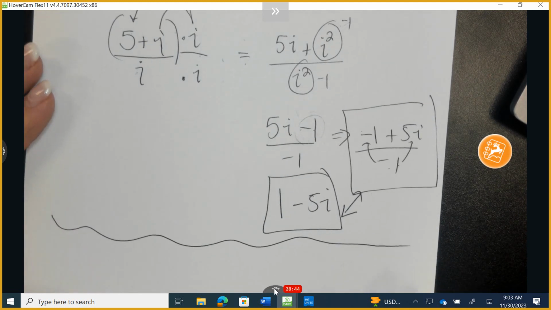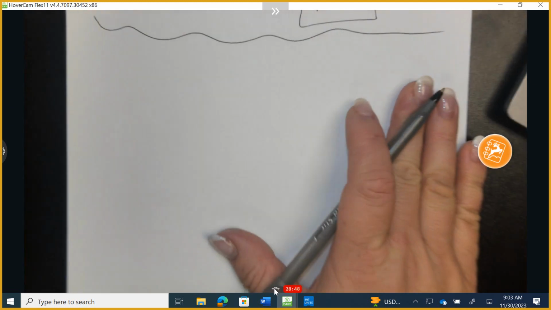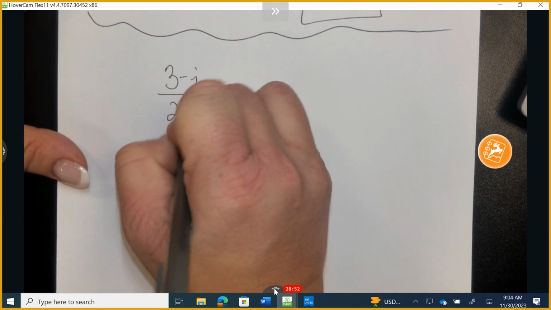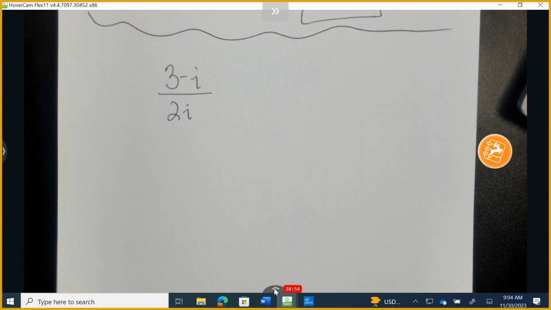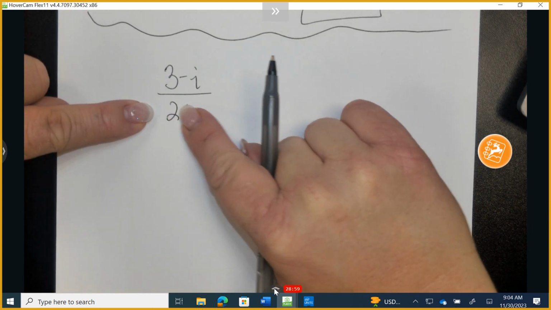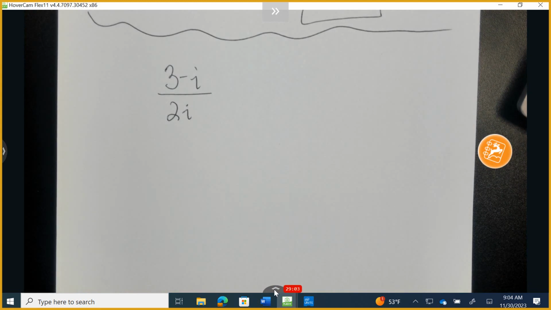Your next problem, you are going to do this one with your partner. Please write this down. Please write down 3 minus i over 2i. 3 minus i over 2i. Now, when you multiply, because we only have an i, and there can be a number in front, you're going to multiply the top and the bottom by i, and then simplify.